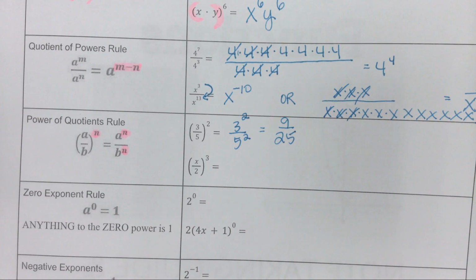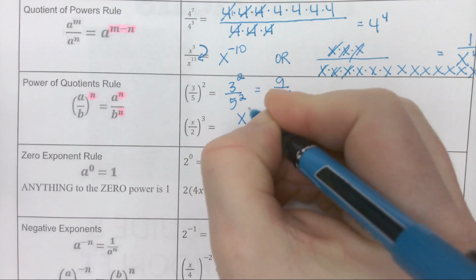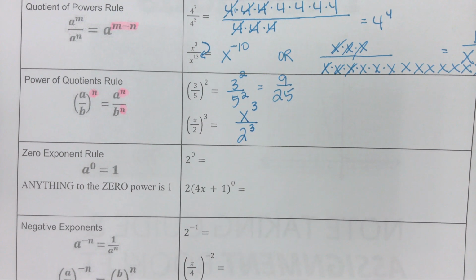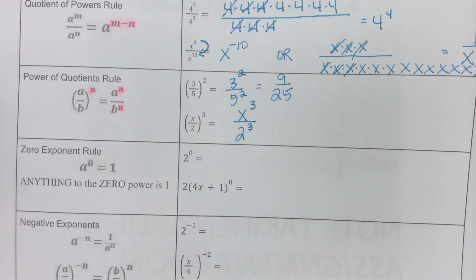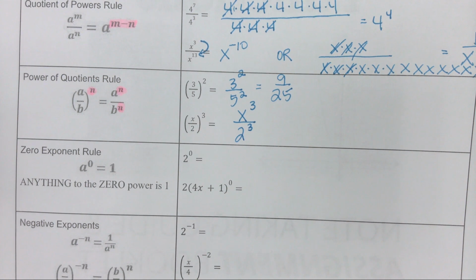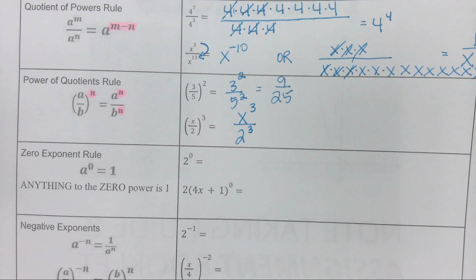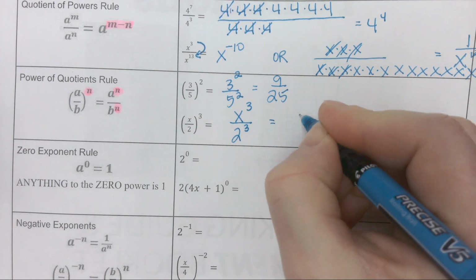So x over 2 to the third would be x to the third over 2 to the third. I can't simplify x to the third, but could you simplify 2 to the third? 2 times 2 times 2 is 8. So that's the same as x to the third over 8.